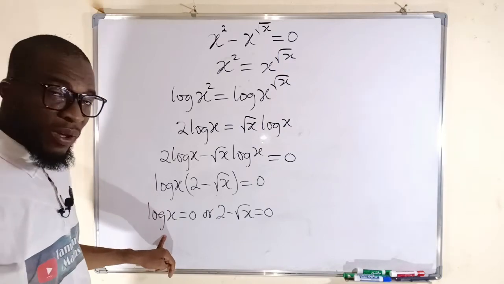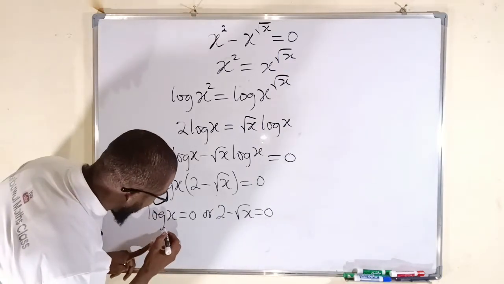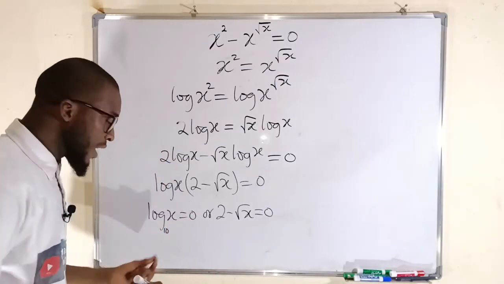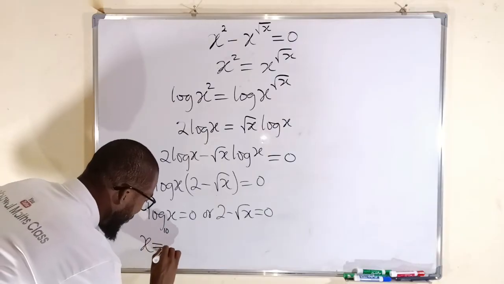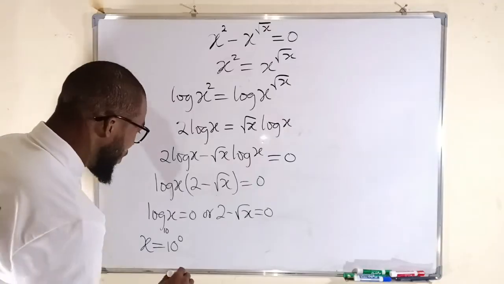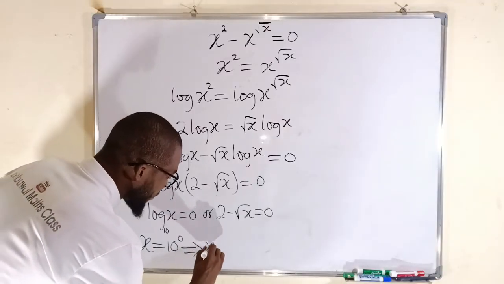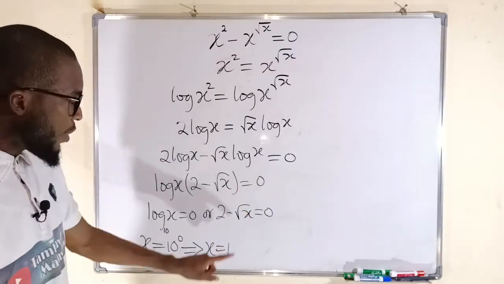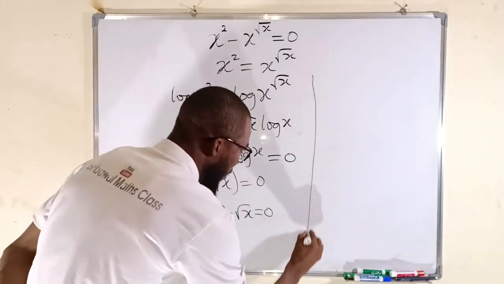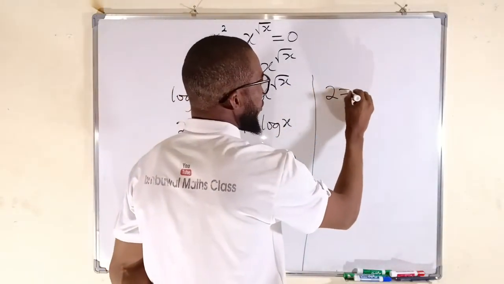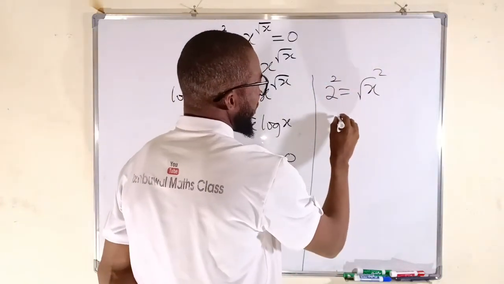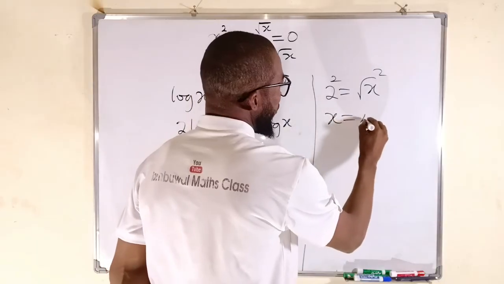According to the definition of logarithm, you know this naturally has a base of 10. So 10 raised to the power of 0 must be equal to x, right? So x is equal to 10 raised to the power of 0. And 10 raised to the power of 0 is equal to 1. Therefore, x equal to 1. What about this one? Take this to the other side. You have 2 equal to the square root of x. Square both sides. You have x equal to 4.